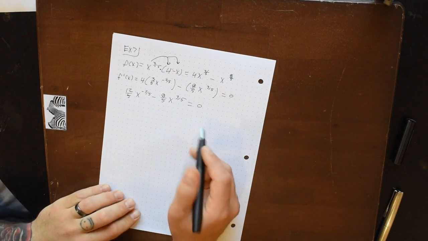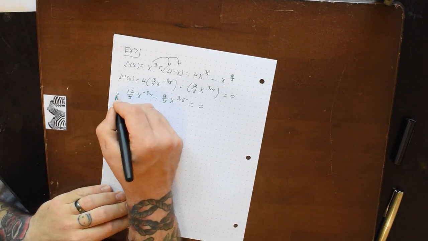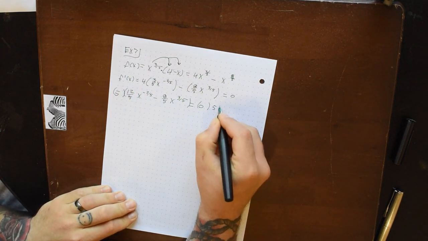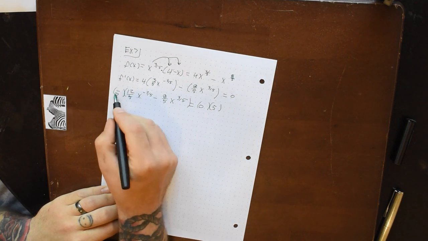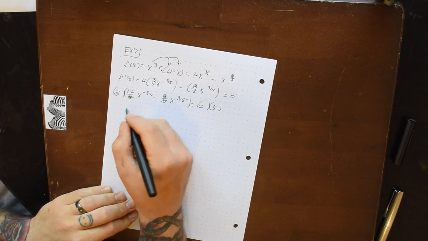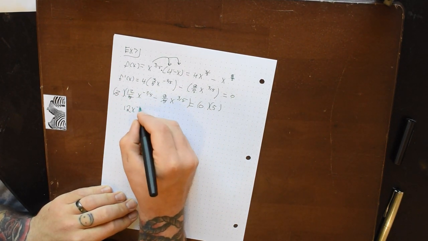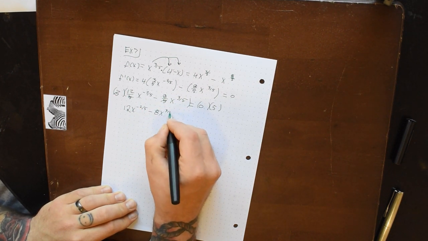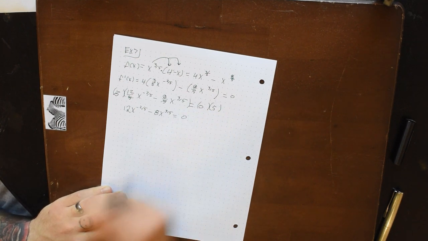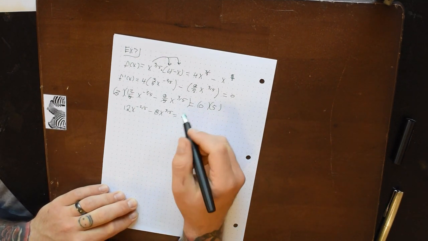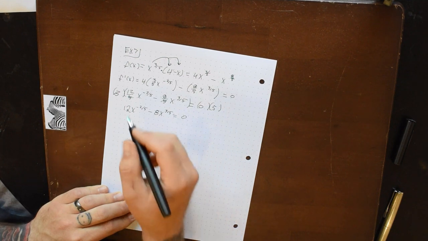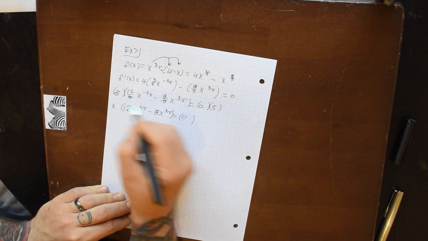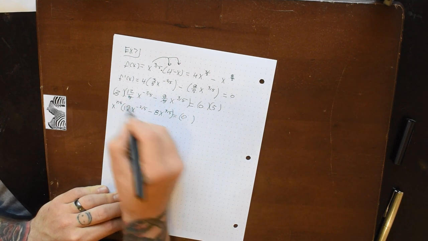Perfect. So at this point, I'm just going to multiply both sides by 5 to clear out some of our fractions, because you're free to manipulate this equation to your heart's content to make your algebra a little bit easier. 12x to the negative 2/5 minus 8x to the 3/5 is equal to 0. So what I also want to do is multiply both sides of this equation by x to the 2/5.